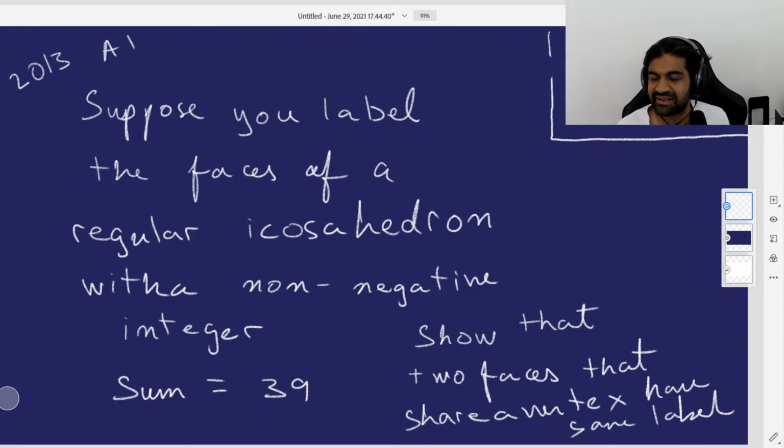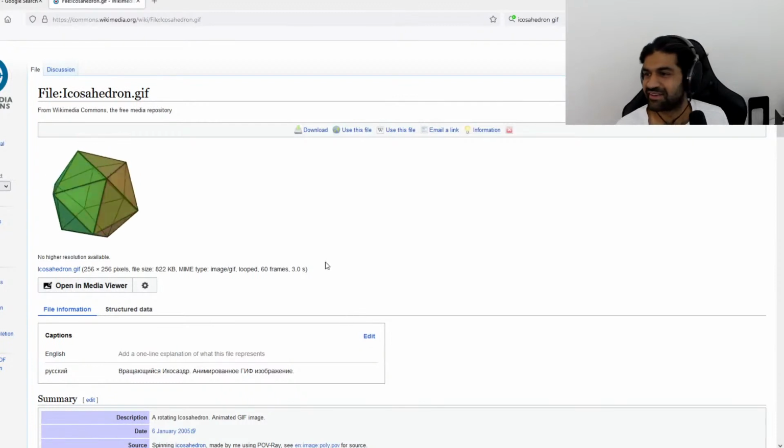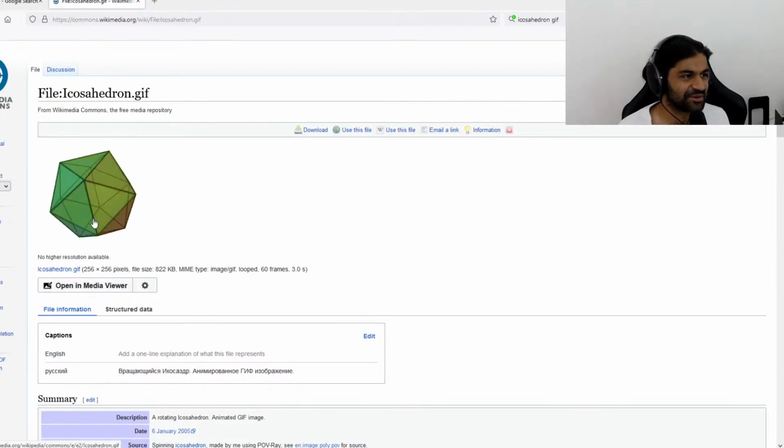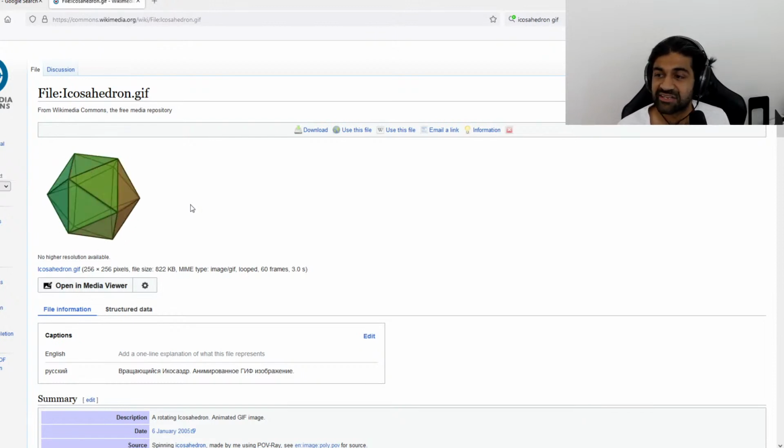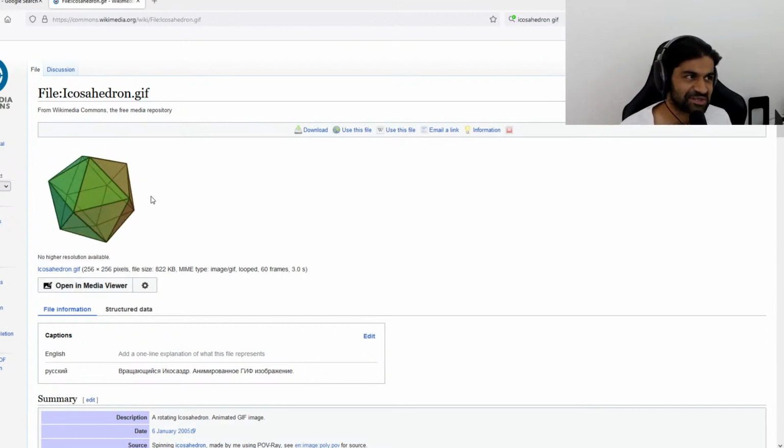So hopefully I can find a nice... here's an icosahedron for you, in case you don't know. An icosahedron has 20 sides and 12 vertices, okay? These are just important facts that you need to know about icosahedra in order to solve the problem.